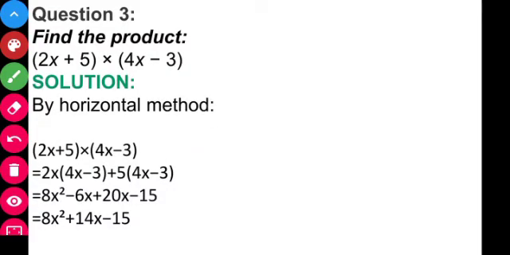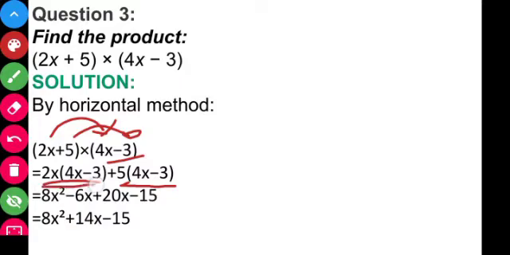Now question number 3. It is given, find the product of this. Similarly, by the horizontal method, first we multiply 2x to 4x minus 3. So 2x into (4x minus 3), then 5 into (4x minus 3).